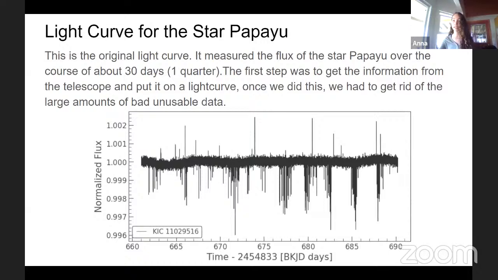So the light curve for the star Papa U. Papa U was the first star that we did all of this on, and we were kind of lucky because the oscillation was pretty observable.